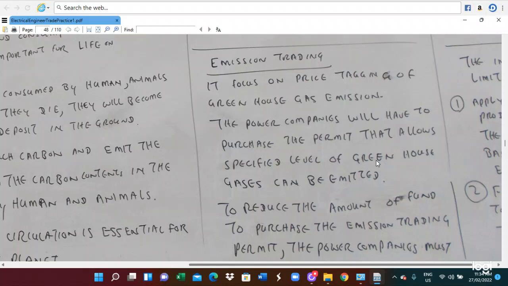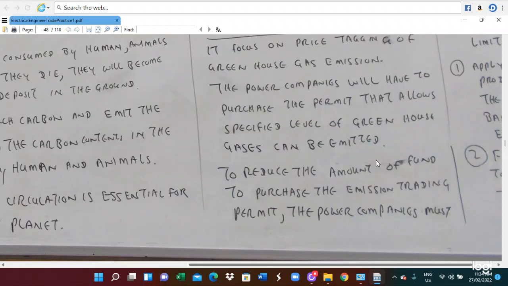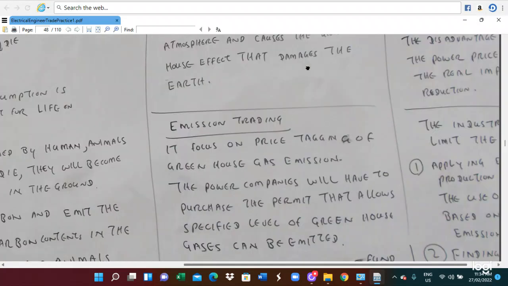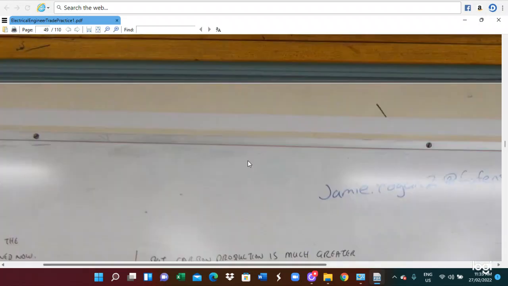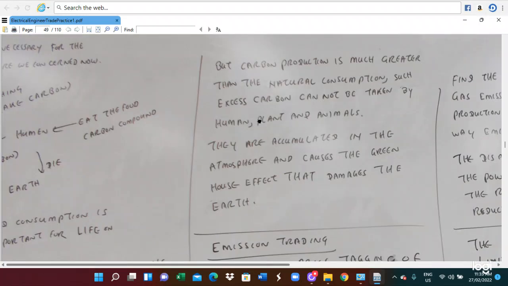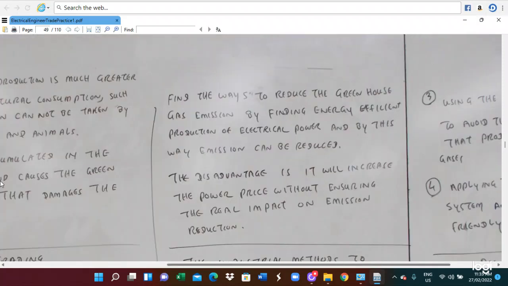So emission trading focuses on the price of greenhouse gas emission. The power companies will have to purchase a permit that allows a specified level of greenhouse gas to be emitted. To reduce the amount of the permits they must purchase, the power company must reduce its greenhouse gas production. So this is the emissions trading principle.